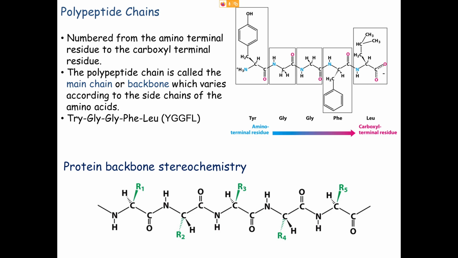And you can do that in any protein. Find an amino group, go one direction. If you run into a carbonyl right away, you're going the wrong way. It should be amino group, alpha carbon, carbonyl, amino group, alpha carbon, carbonyl. Then you're going in the right direction, or the direction we assembled it.